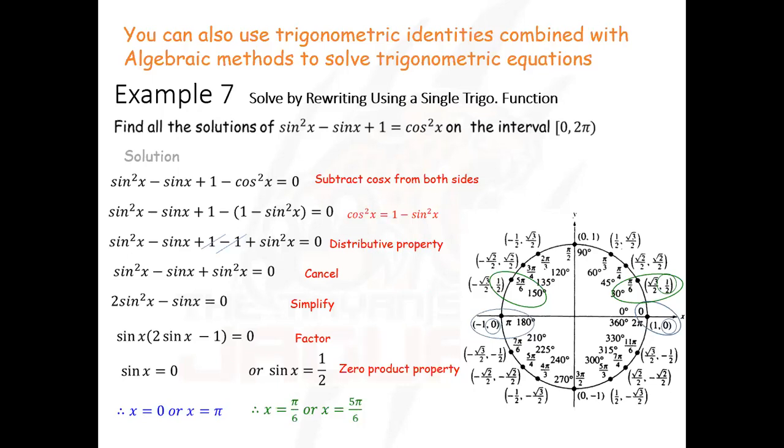And putting together the solutions, we have 4 solutions: x equals 0, or x equals pi, or x equals pi over 6, or x equals 5 pi over 6. So we have 4 values that satisfy the original equation.